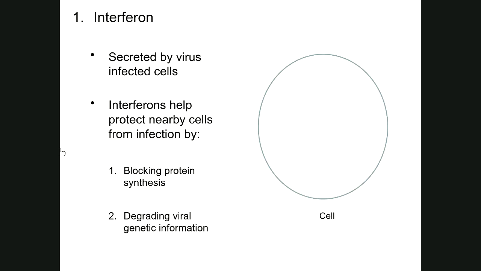So the first component, this is actually a protein that's produced by the body that I want to talk about that's a part of the innate system, is a protein which is known as interferon. And interferon is a chemical that's secreted by cells that have been infected by a virus.